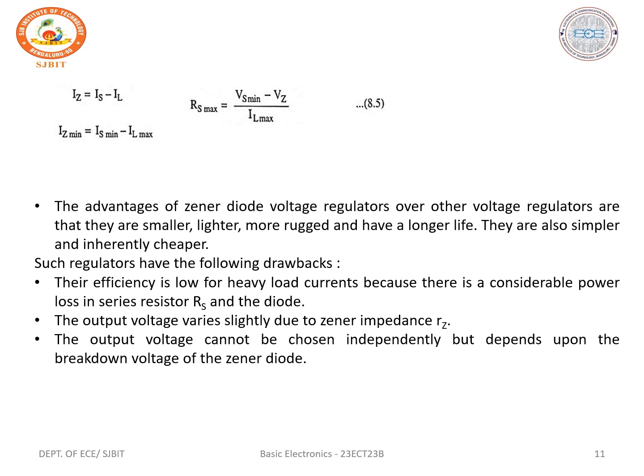Zener regulators also have the following drawbacks. Their efficiency is low for heavy load currents because there is considerable power loss in the series resistor Rs and the diode. The output voltage varies slightly due to the Zener impedance Rz. The output voltage cannot be chosen independently but depends upon the breakdown voltage of the Zener diode.